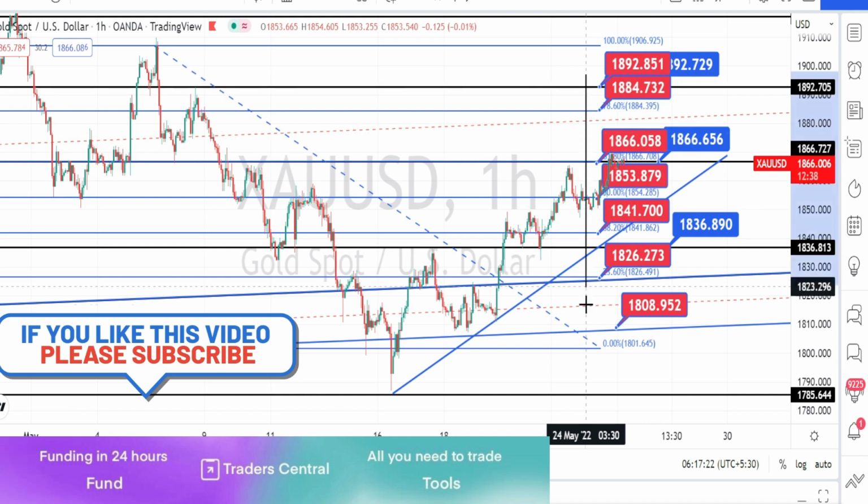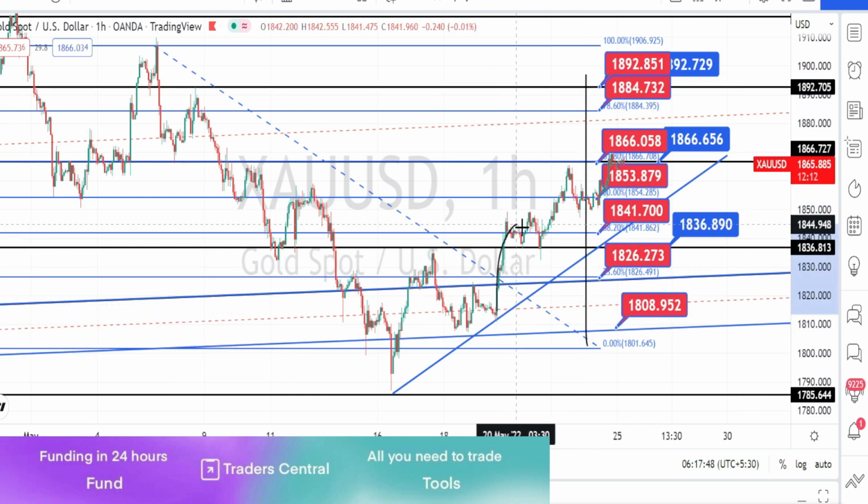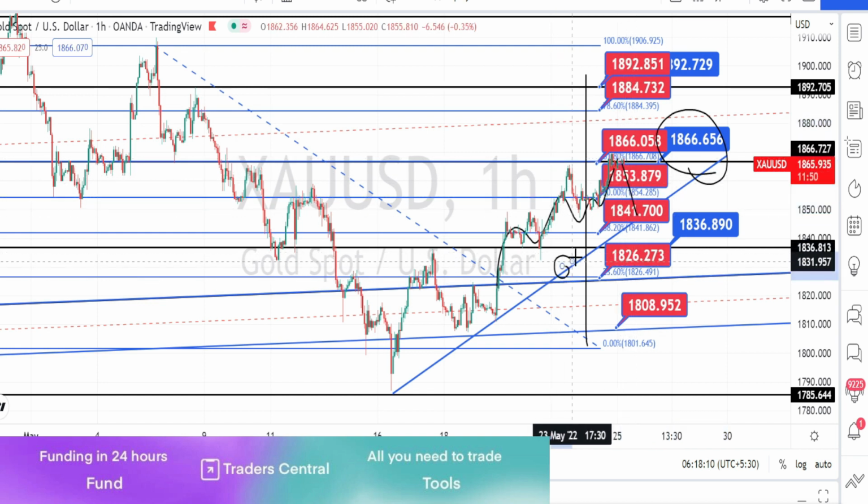So these are all the resistance and support levels for hourly time frame. Currently the price action is in a very nice bullish trend. If the price action doesn't manage to break this resistance level, we can expect it to retrace up to this support line or trend line from the hourly time frame.